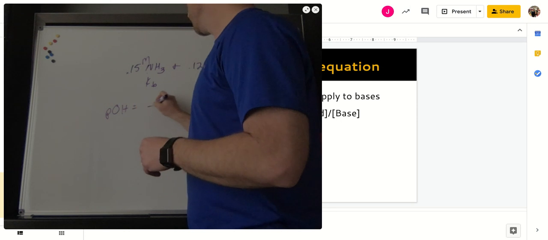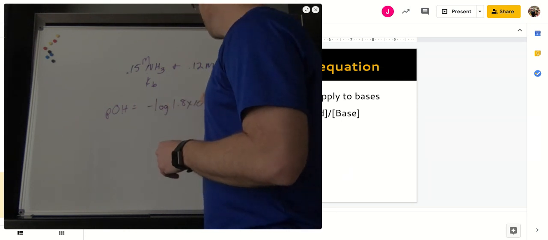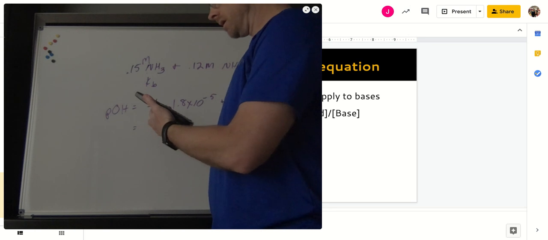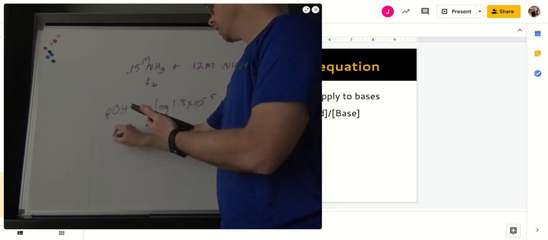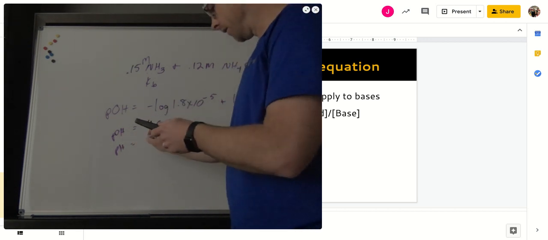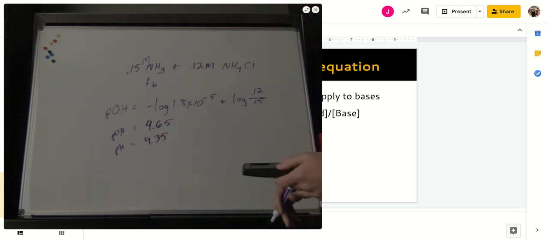pOH is equal to pKb. So the Kb of NH3 is 1.8 times 10 to the negative fifth plus the log of the acid. You'd have to know which one's the acid. It's the conjugate here over the base. All right? So negative log 1.8 e negative 5 plus the log 0.12 divided by 0.15. All right. pOH is equal to 4.65. So that means that our pH, if we cared about that, is somewhere around 9.35. Like I said, you can round this however, it doesn't matter.